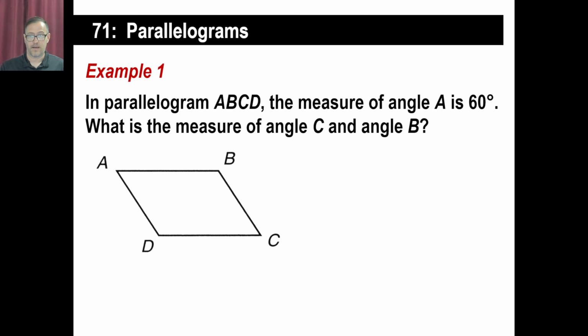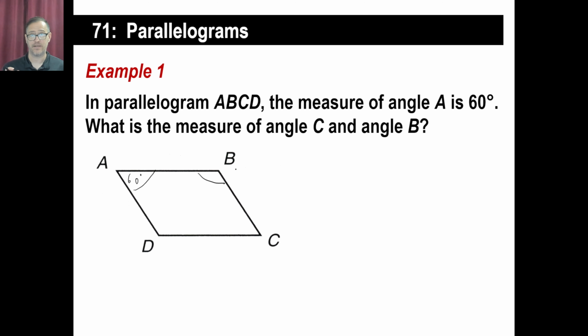The measure of angle A is 60 degrees, so let's just mark it. Or you can just mentally do it. What's the measure of angle C and angle B? Now remember, with parallelograms, there are two things. Opposite angles are congruent, and the angles that are right next to each other are supplementary. Adjacent angles, in other words, are supplementary. What that means is that these two angles added together give you 180 degrees.